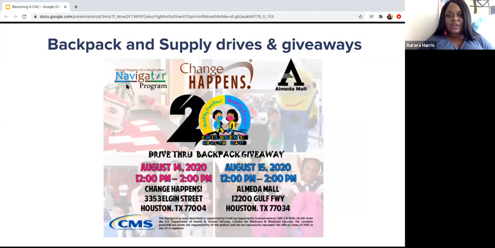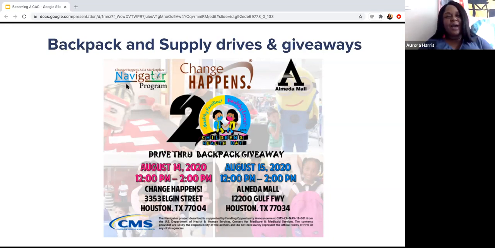And this is a really exciting thing that I saw from Change Happens right here in Houston. So they did a backpack and supply drive and giveaway, but it was like a drive-through. So, of course, normally they would do something like this in person, but they did a drive-through backpack day, and they gave out backpacks to children who were going back to school. And inside, right, they inserted their flyers about the services that they provide. And of course, the services that they provide are health enrollment.